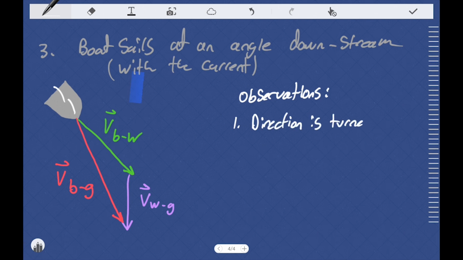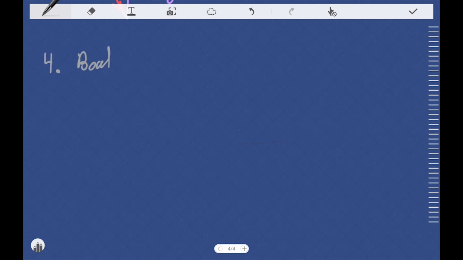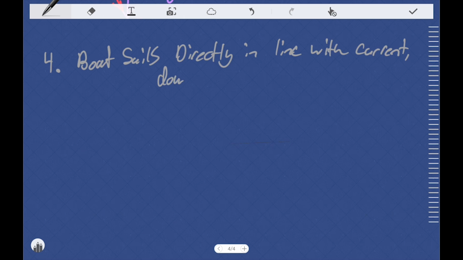First of all, the direction of this red vector is turned downstream again. Secondly, in this case, the length of the red vector is longer than the length of the green vector. So we would say that the speed of the boat is increased when it's sailing at an angle downstream with the current. In this last example, let's think about a boat that's sailing directly in line with the current downstream.